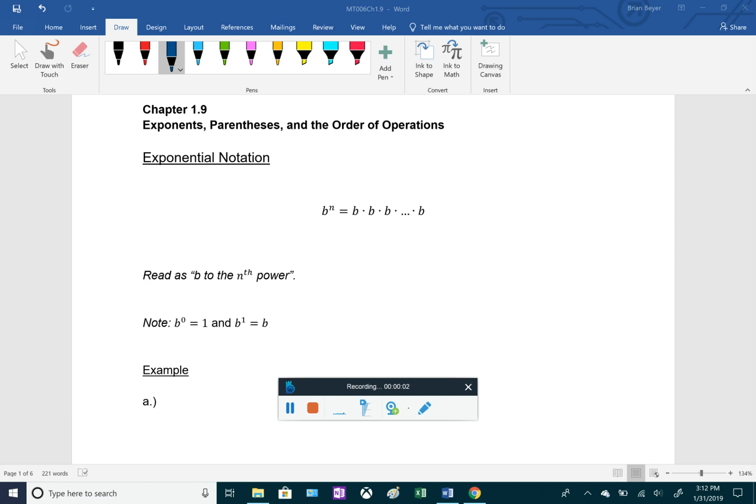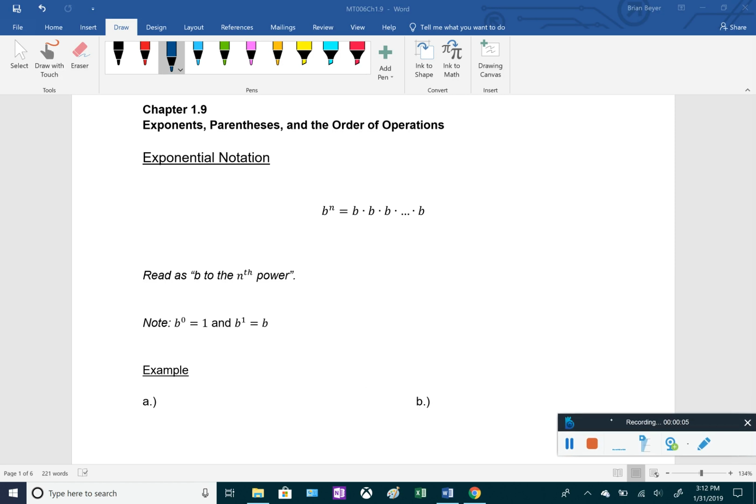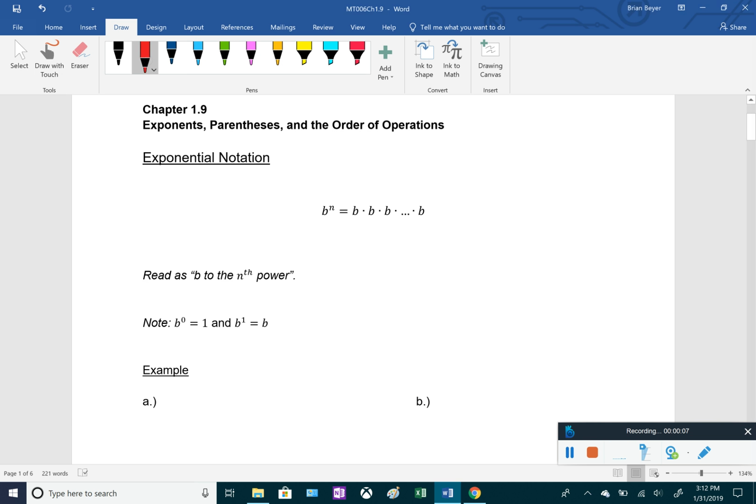Chapter 1.9 is going to be exponents, parentheses, and order of operations. So we'll start with exponential notation. If you remember back to a section or two ago, we said multiplication of numbers can be thought of as repeated addition. Exponential notation can be thought of as repeated multiplication.